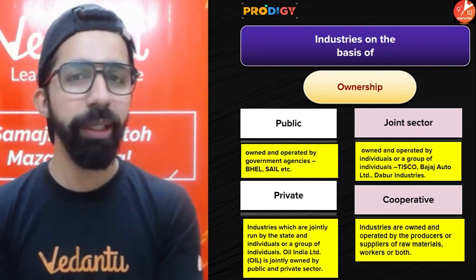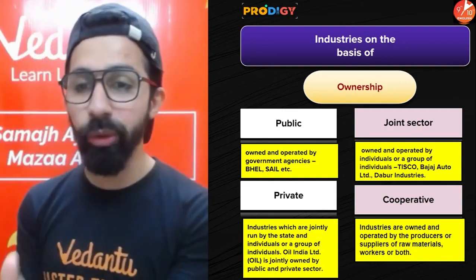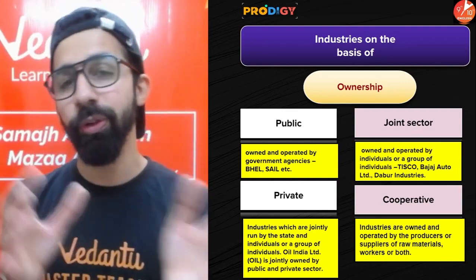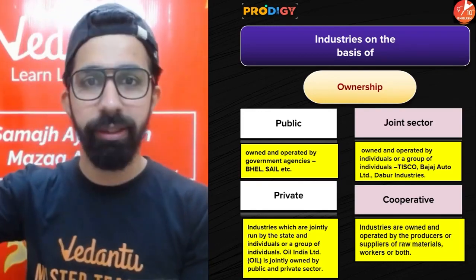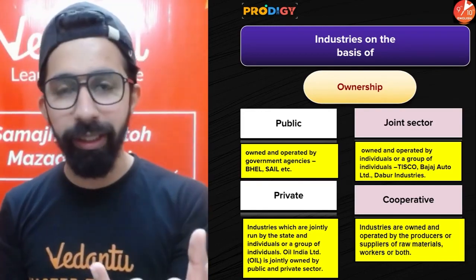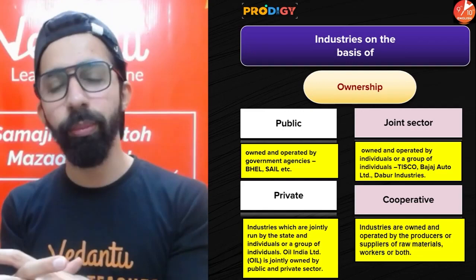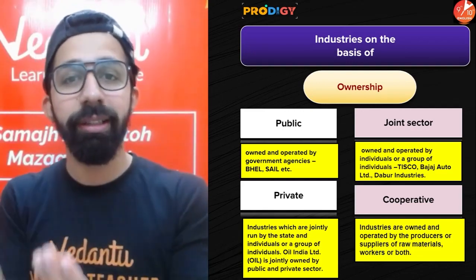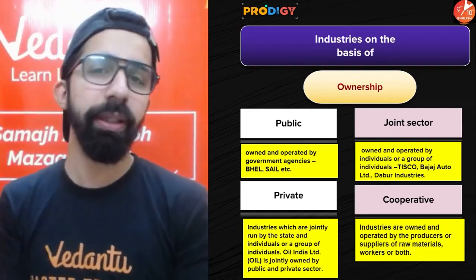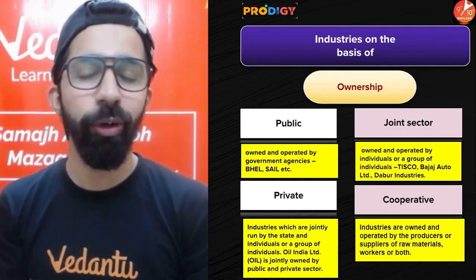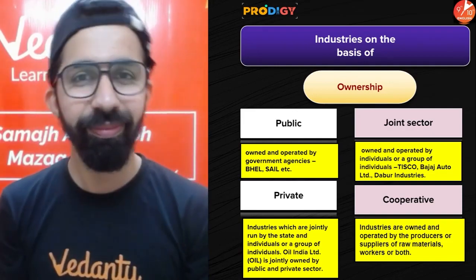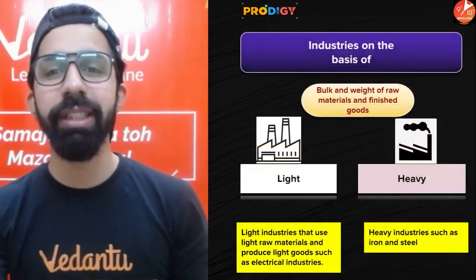In cooperative sector, industries are owned and operated by producers of raw materials and the workers. So the producers of raw material and the workers both come together and run this industry. It comes under cooperative sector. For example, I already told you about Amul. So yes, this was the classification of industry.